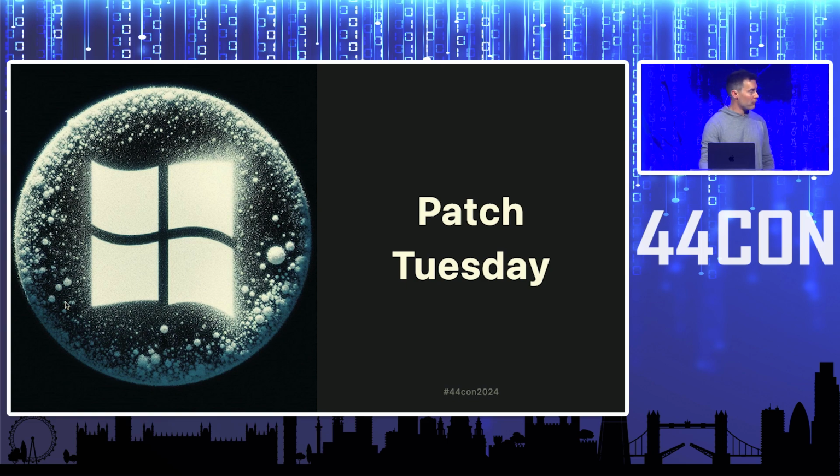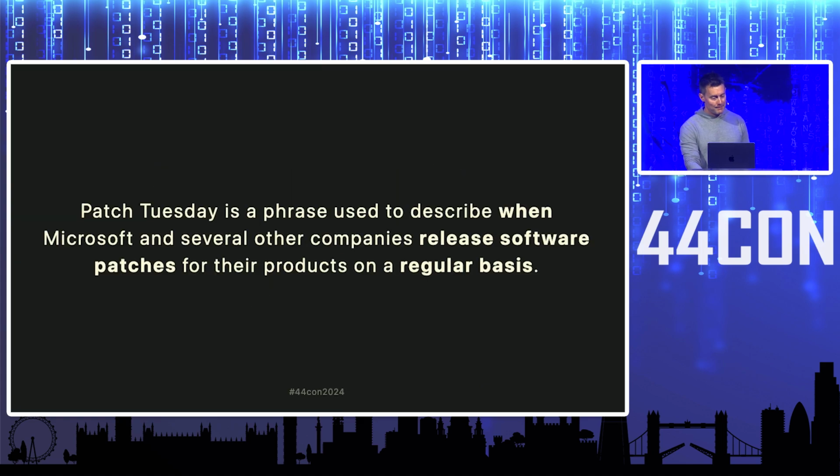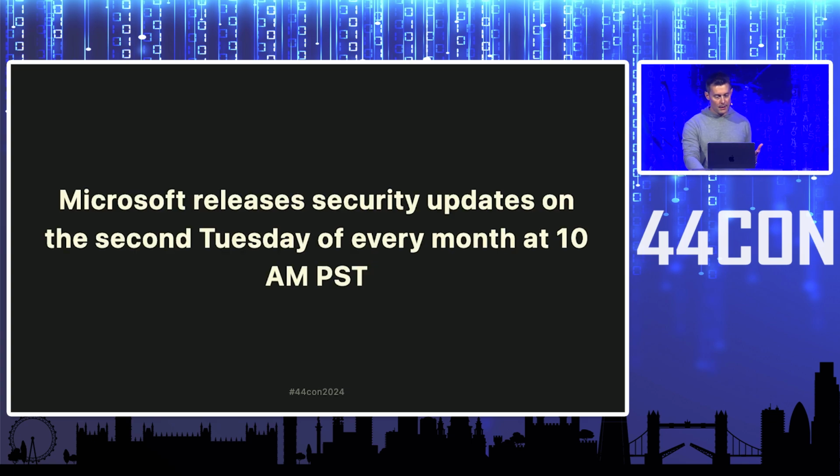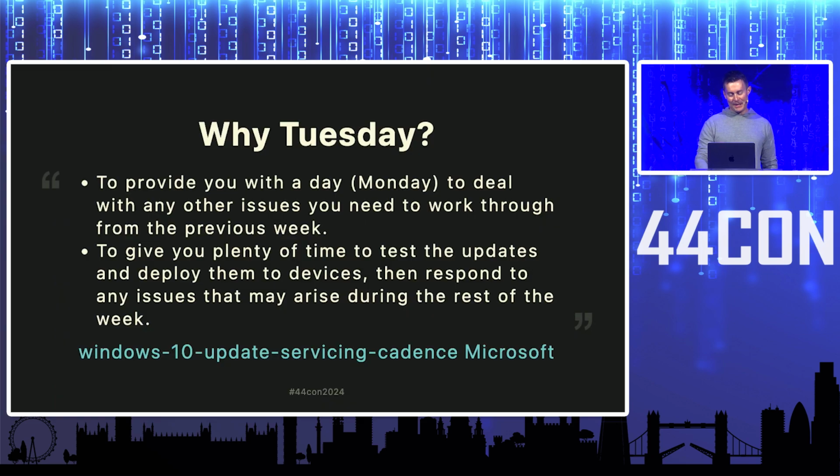So let's start with Patch Tuesday. I assume everyone in this room is familiar with Patch Tuesday. But if not, Patch Tuesday is just the phrase that we use to describe when Microsoft and several other companies release software patches on a regular basis. It always happens on the second Tuesday of every month at 10 a.m. Pacific. And actually, someone out there has built a Patch Tuesday countdown website, which you can use to anticipate it coming. I'm watching this at home with my popcorn, but no, it's just when they do it, and it makes it standardized. And there's a reason for that.